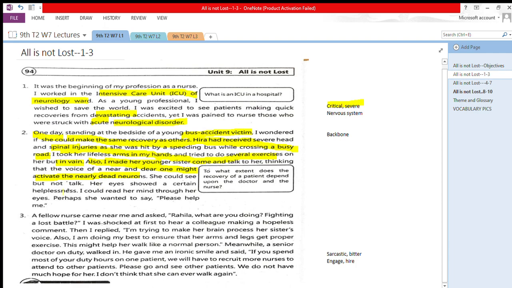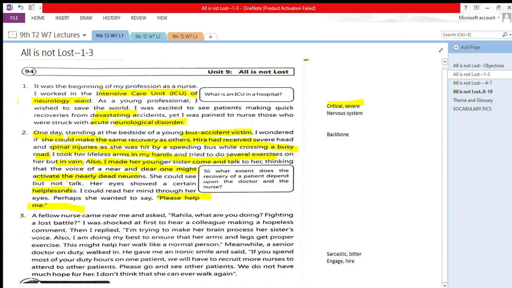Her eyes showed a certain helplessness. I could read her mind through her eyes. Perhaps she wanted to say, please help me, help me. Now, these are the thoughts which were going through the mind of the nurse. And when she looked at the eyes of that patient, Hira, she could read that the eyes were asking, please help me. Though the patient couldn't speak, the nurse could read the mind of the patient.